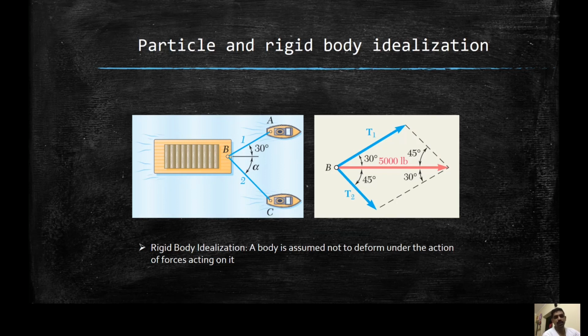So, if you see carefully here, the entire barge is idealized to be a point B in the right hand side figure. The forces acting on the barge due to the tugboats A and C are shown as tensions T1 and T2. So, this helps us in simplifying problems and to understand how to go about with this problem. So, in a way, it is easy for us if we idealize this as a particle.